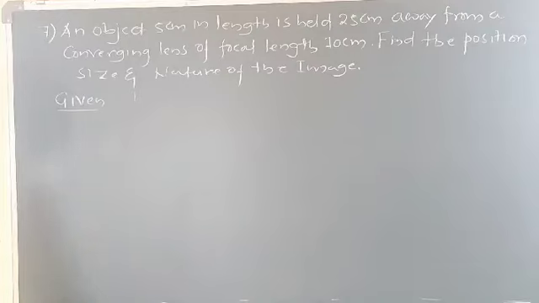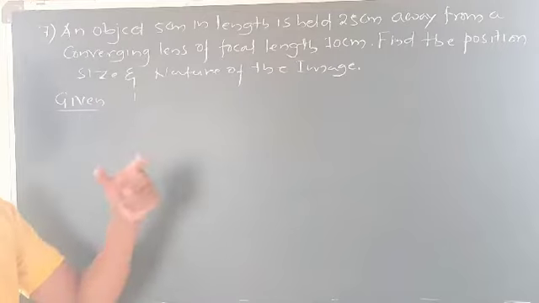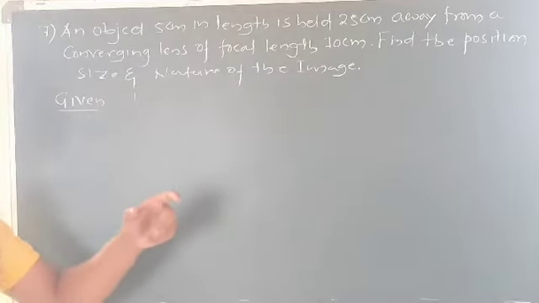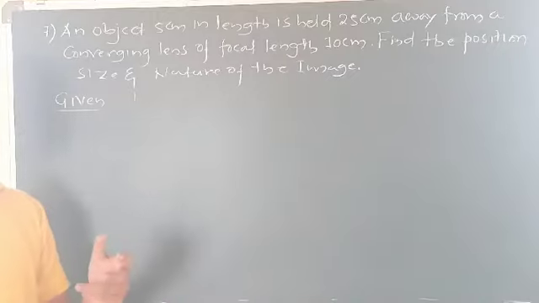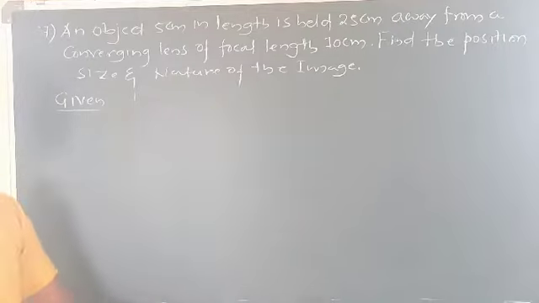One more time I will repeat the question. An object 5 centimeter in length is held 25 centimeter away from a converging lens. The object distance is given here, and the focal length is 10 centimeter. F is also given. Find the position, size, and nature of the image.